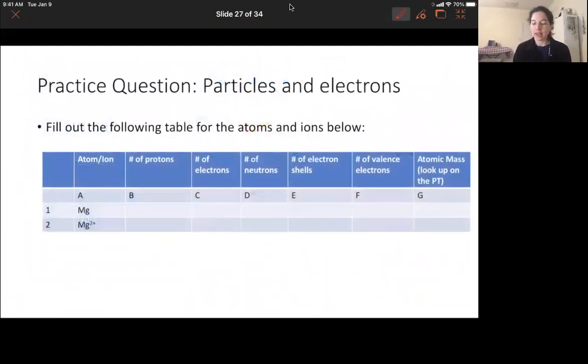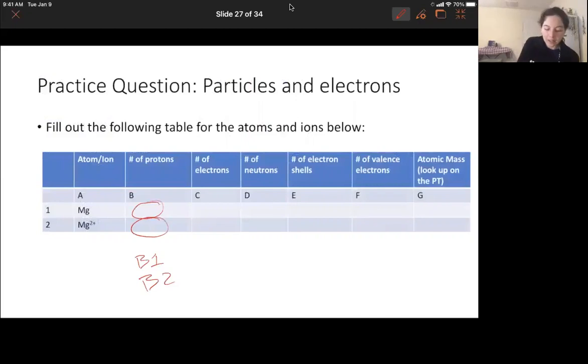Okay, so now you're going to have a practice question to kind of put all this together. So see if you can figure out how many subatomic particles each of these atoms and ions have. So you want to fill out this table. So you'll see an answer that says what goes in B1, that goes here, or what goes in B2, that's going to go here, okay?